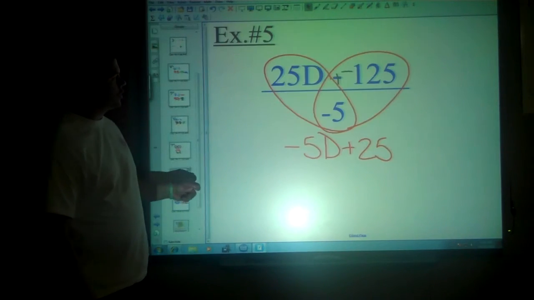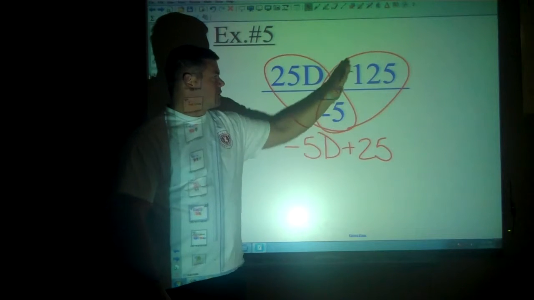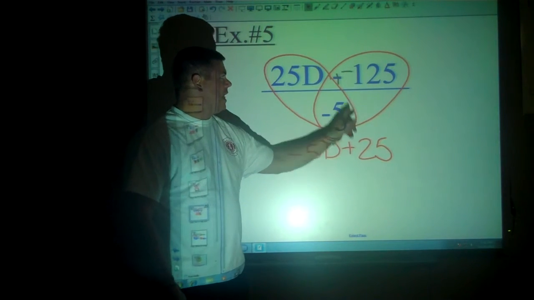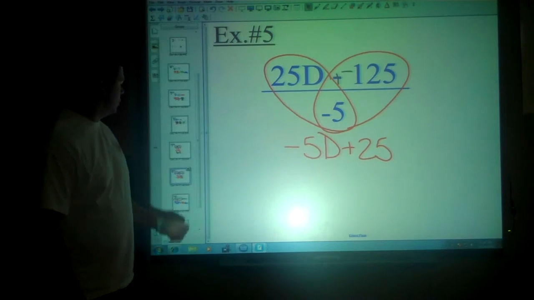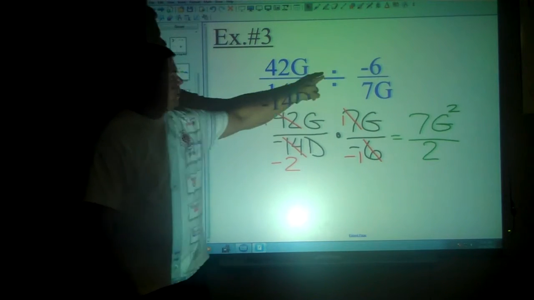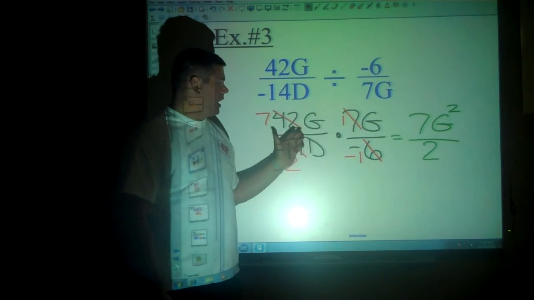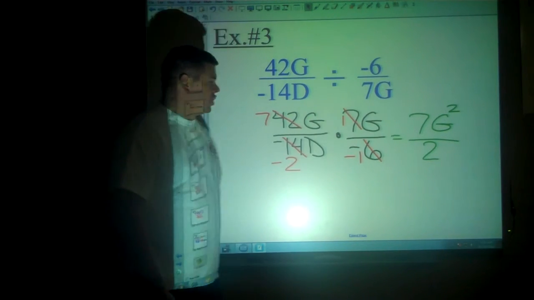So just to recap, heart-shaped division, all the parts must be divided by that bottom number. Don't forget, they must be like parts to add. Change your signs if need be so you don't lose track of them. And always multiply by the reciprocal, and then look for what you can substitute or cancel out. Remember, g times g will make g squared.